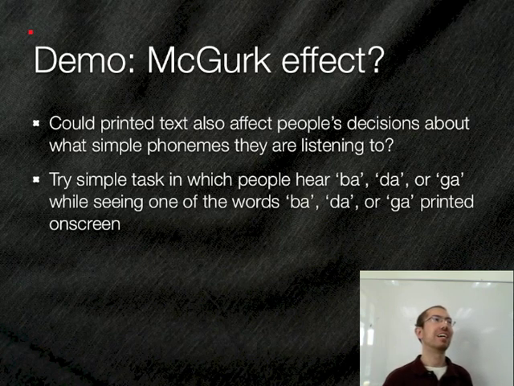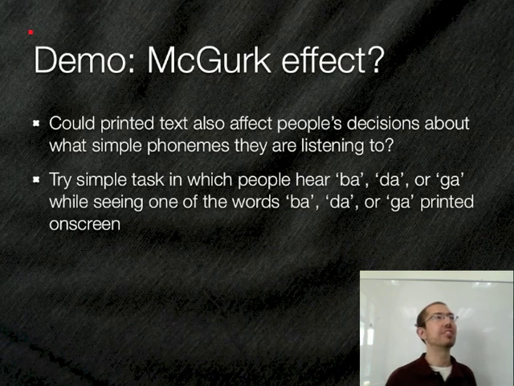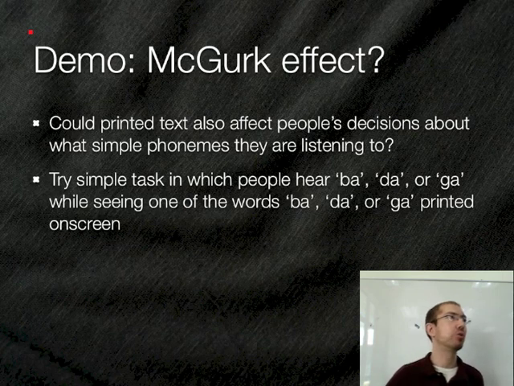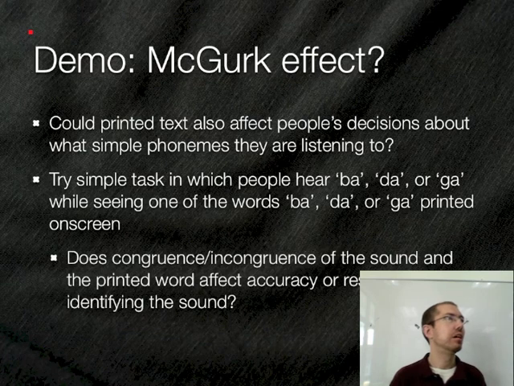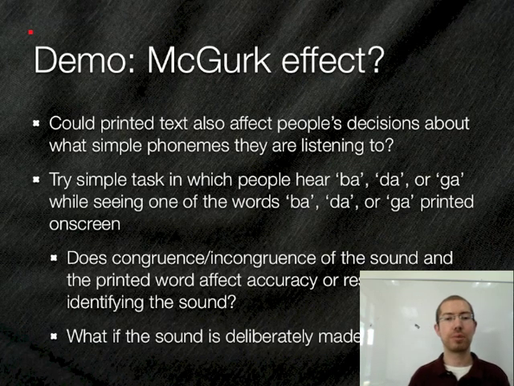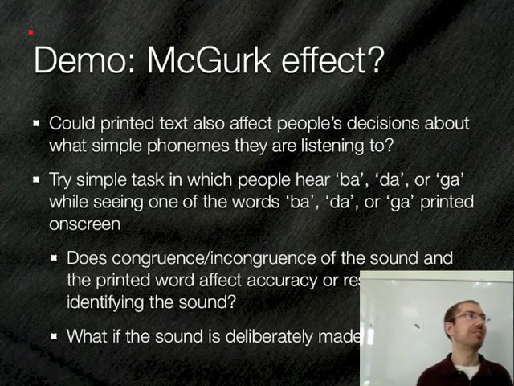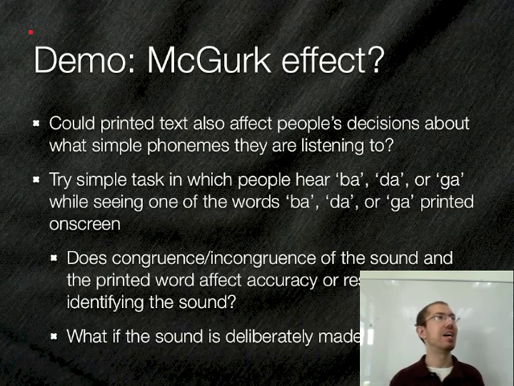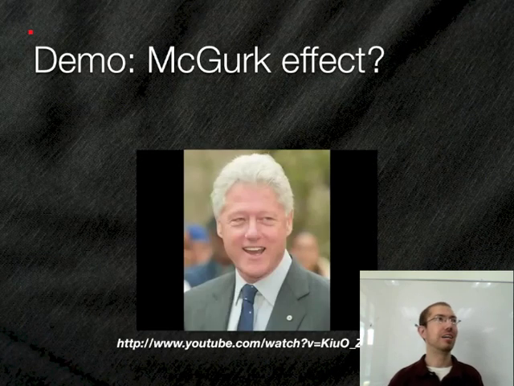Now, I've tried this already, and it turns out that obviously, you still hear what you hear, but you could ask if it slows you down to get an incongruous printed word, even if you're just mainly trying to listen for the sound. So we could ask whether the agreement or disagreement of the sound with the printed word affects your accuracy or response time. Or if we wanted to get really fancy, if we have more time, or maybe next week, we could even blend sounds together to make an ambiguous sound, and then see if the printed word influences your behavioral judgment as to which sound it is. So anyway, that's the demo we're going to try here.